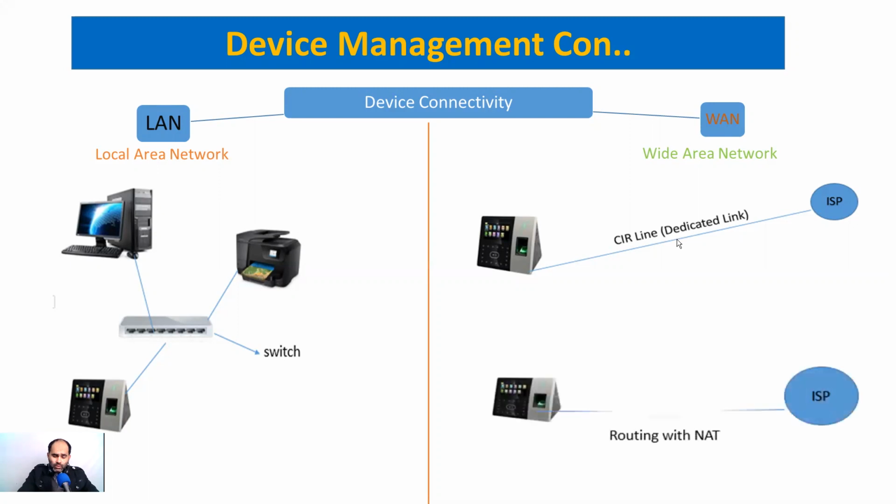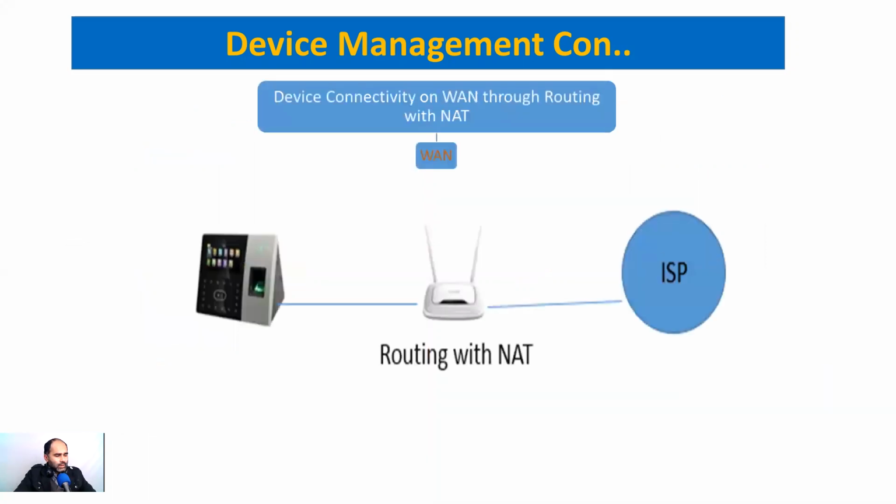But we are going to discuss the other model, which is routing with NAT. Here we involve a router between the biometric machine and the ISP, so we can also use our internet and other applications that we want to publish or use, like a web server, DNS, and FTP server if you have them at your remote site. We have a TP-Link router connected through the ISP, and we are accessing the internet. This is device connectivity on WAN through routing with NAT.